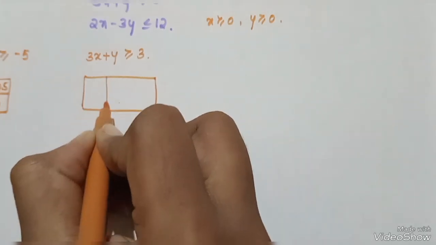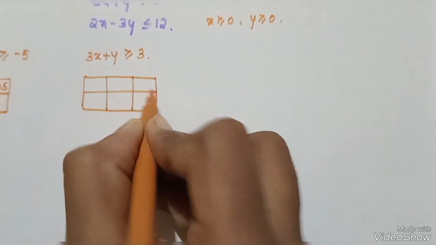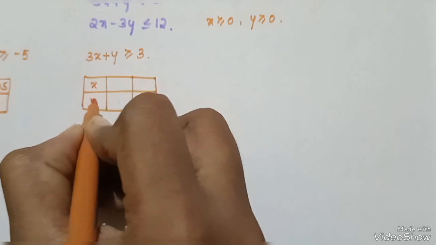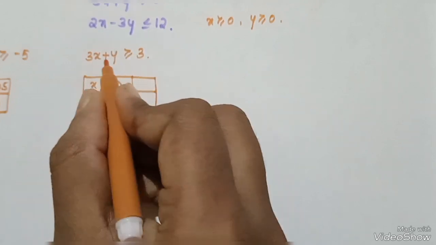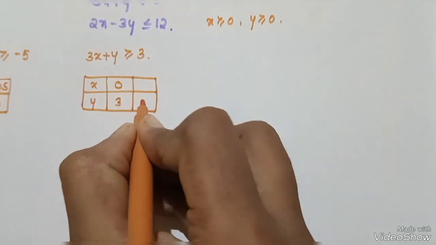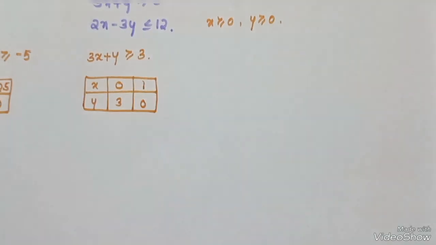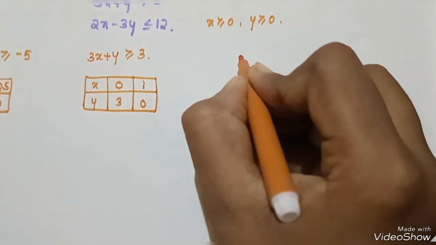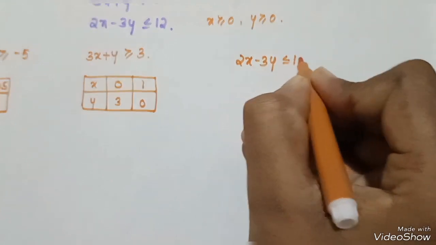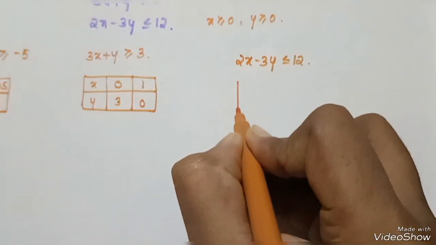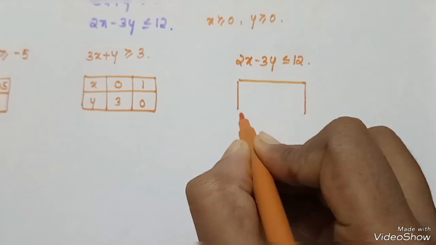Okay, put x, y. x is equal to 0, we get y is equal to 3, and y is equal to 0, x is equal to 1. Okay. Next, 2x minus 3y less than or equal to 12. Then we have to check the values.